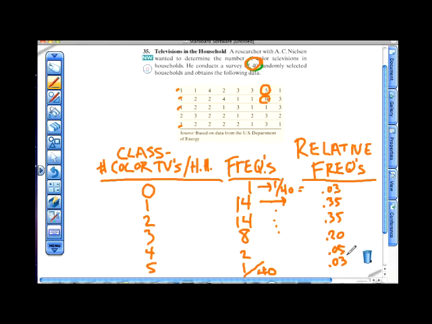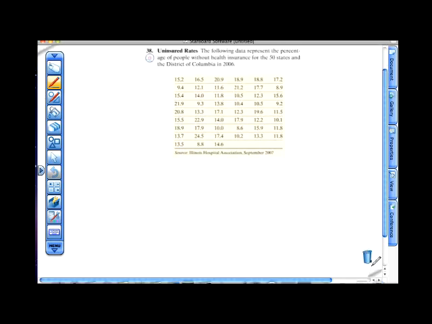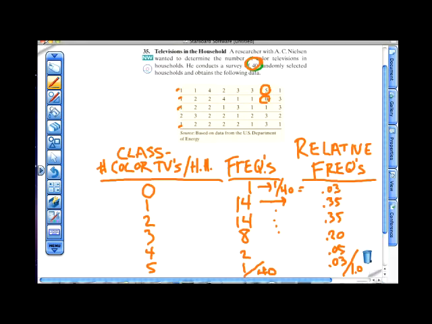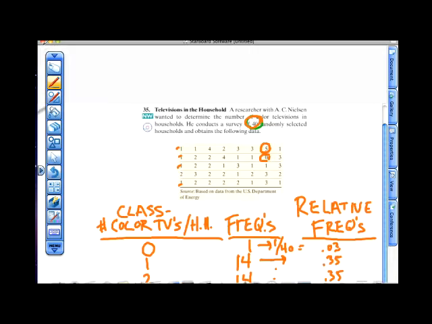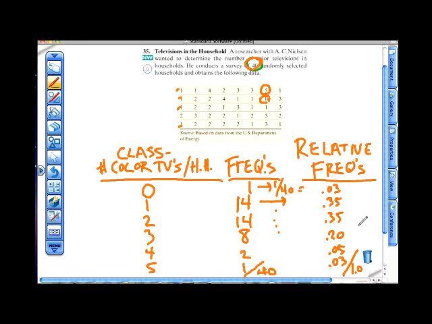When I added all those up, I actually got 1.01. Whoops, I lost my page. I keep hitting the little page turning thing down there. So how about over here, 1.01? And that's okay because we rounded. So the fact that you don't come out to exactly 100% is okay. Alrighty, so I hope that makes sense.